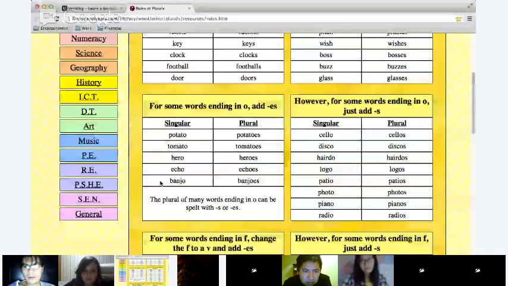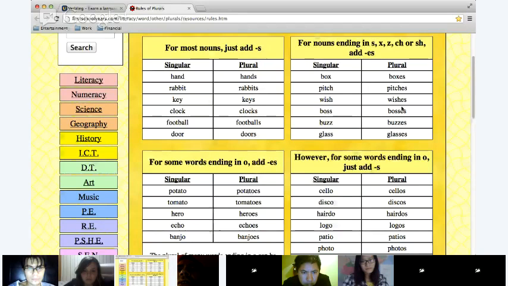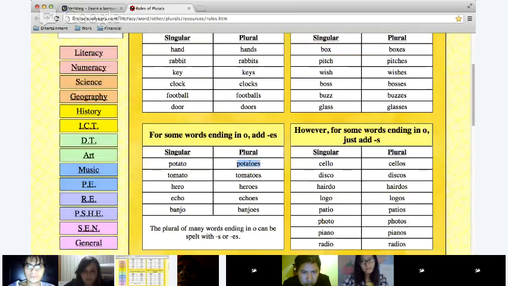Banjos. Okay, now, remember what I had said before. This is the only time where you pronounce that S sound: pitches, wishes. Here, we focus on that O sound. So if the word is potato, we just add an S. Even though there is an E there, it's only pronounced potatoes. Okay? Echoes. We would not say echoes. It is echoes.